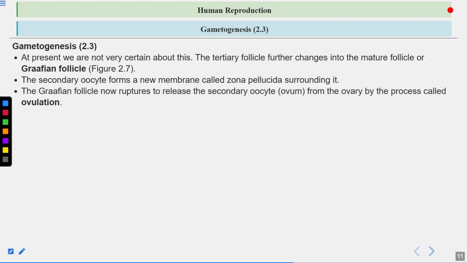Now the Graafian follicle ruptures to release the secondary oocyte from the ovary by the process known as ovulation. So this Graafian follicle now contains the secondary oocyte. This Graafian follicle will rupture. And what stimulates the rupture of this Graafian follicle? Okay, so there is an LH surge. There is a rapid rise in the level of the luteinizing hormone. This is known as the LH surge. This LH surge causes the Graafian follicle to rupture.